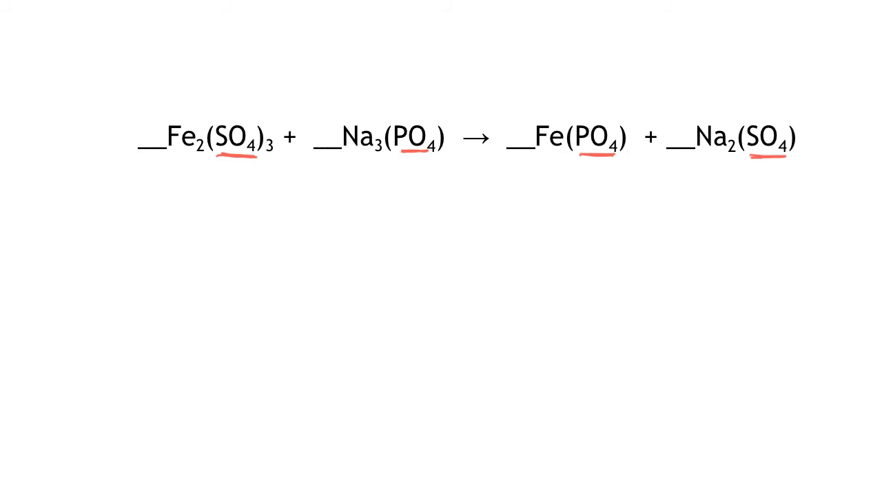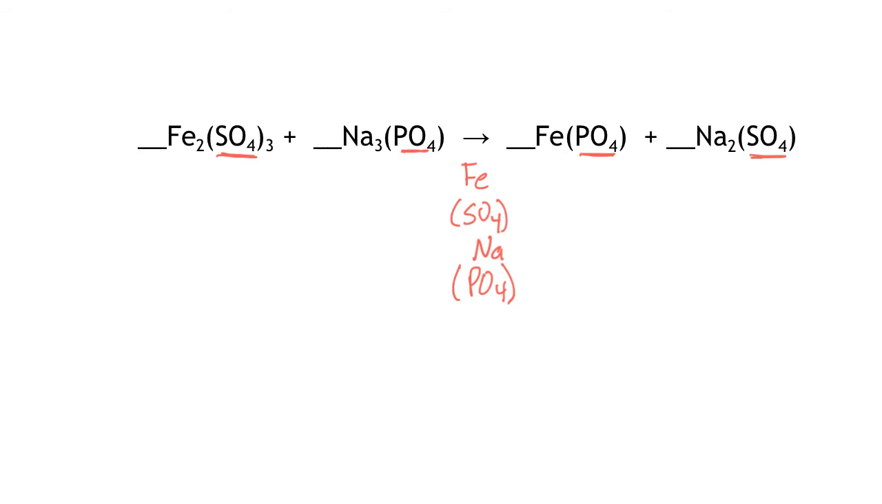So when I list my elements, I'm going to have iron. Now I'm going to list SO4 in 1 unit, because I've got units of SO4 on the reactant side and units of SO4 on the product side. Then I have sodium, Na, and then the PO4. And again, I'm going to just list that together. And it's going to make it much, much more simple to count these and to get everything balanced.